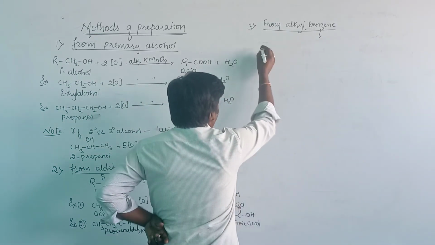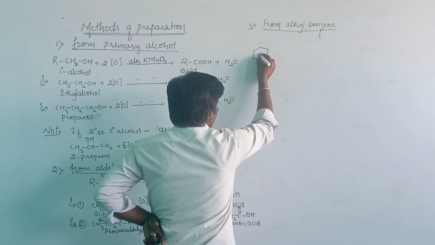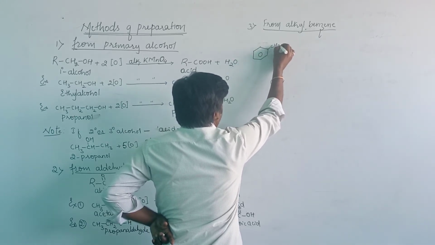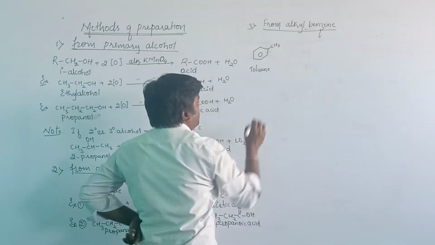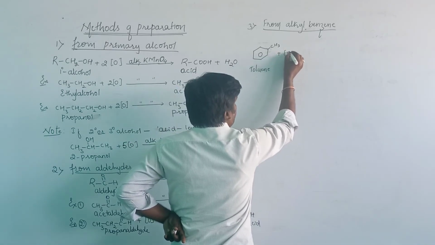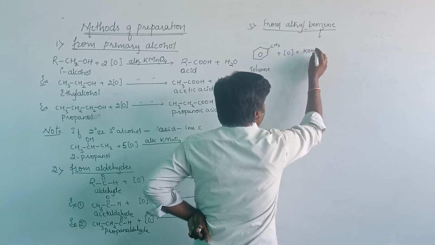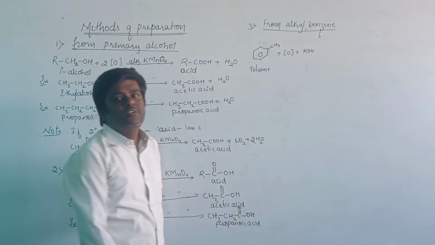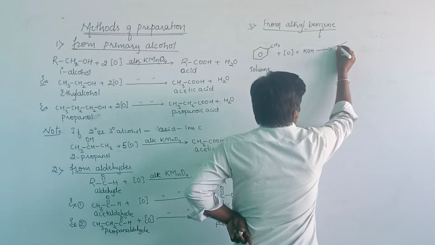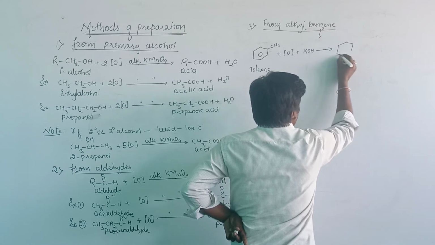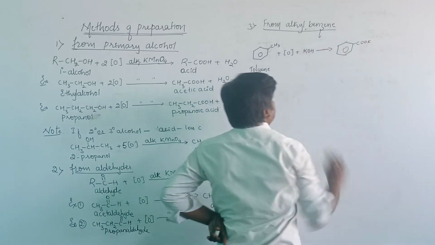Take the example here. The particular alkyl benzene is CH3. Consider the example toluene. Toluene undergoes oxidation with a solution of KOH. In the place of KOH, we can use NaOH. Then it will give the compound COOK, the potassium salt of benzoic acid.